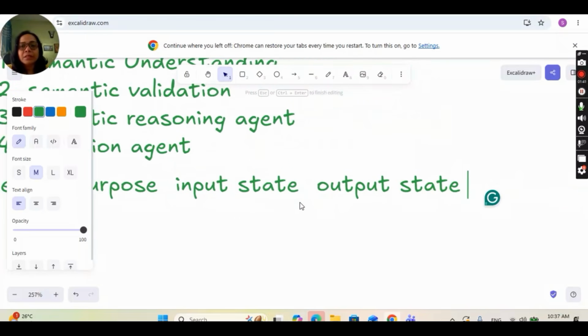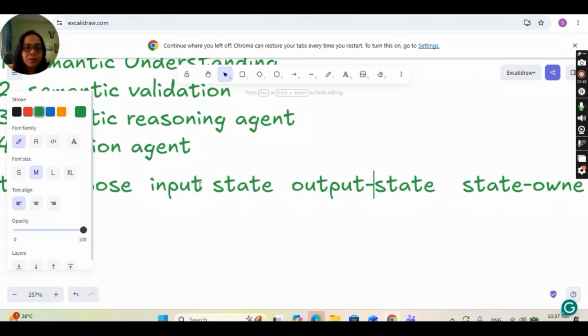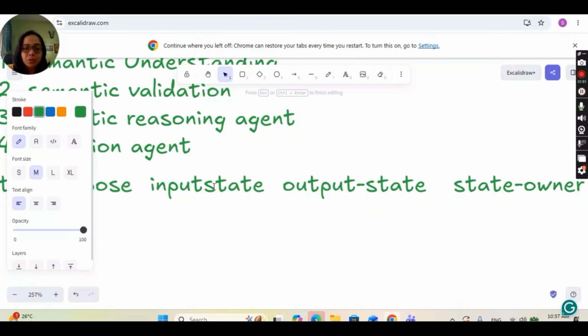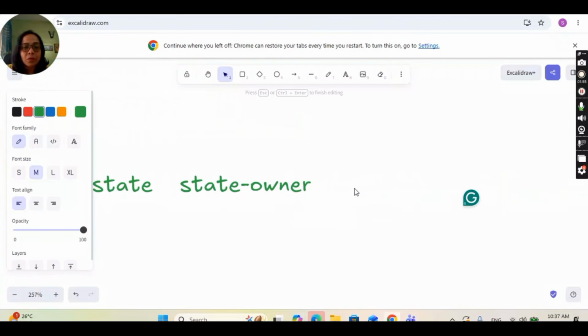Then who is the state owner? State owner, I can say like this, so that it should not create any confusion that these are 2 different columns. Instead, this is a single column. State owner, who can update? Who can update this state? And the next is, who can, the next agent.